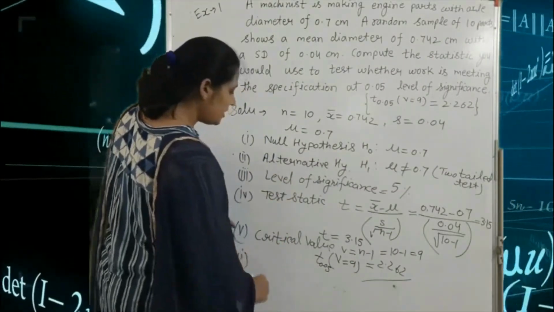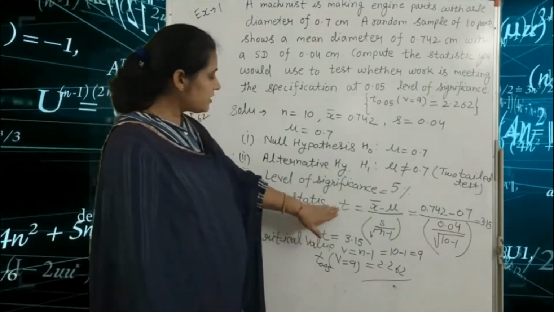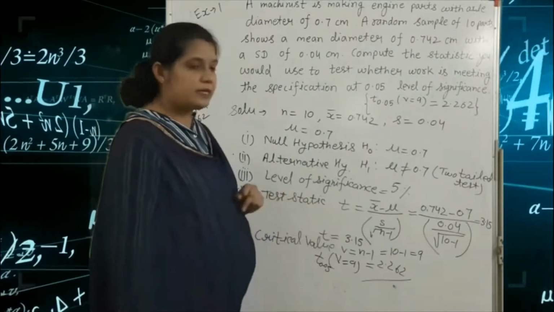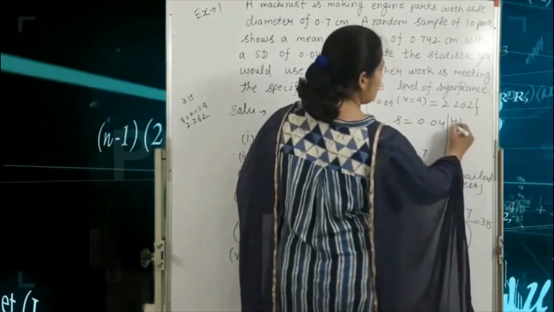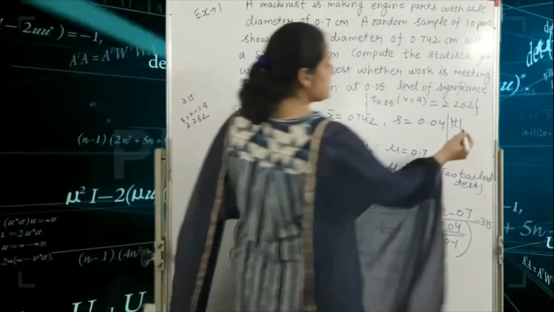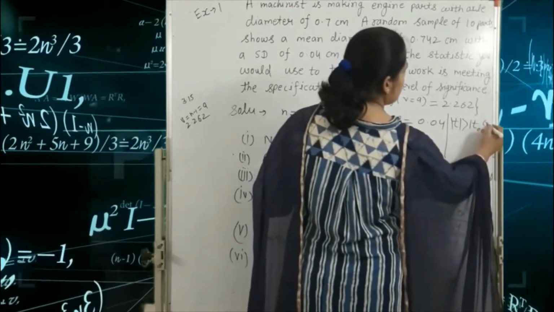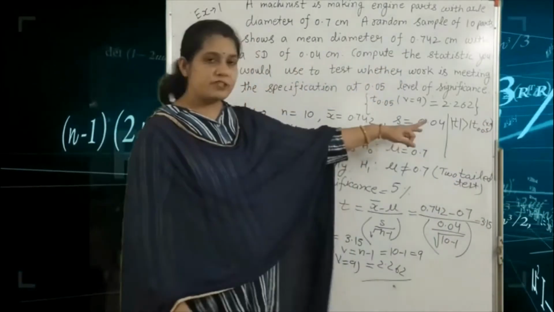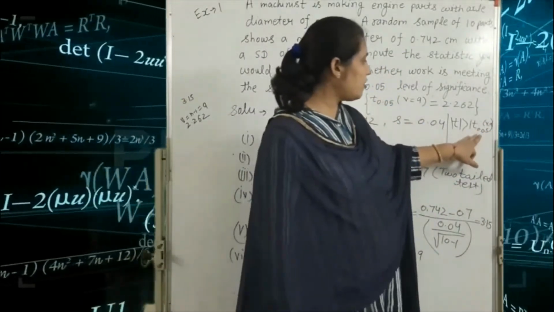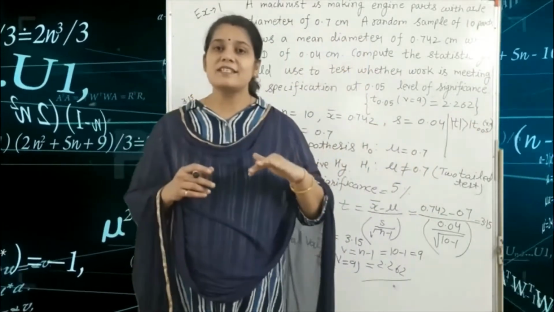Your critical value of T is 2.262 and your test statistic value of T is 3.15. So here the value of T is greater than the value of T 0.05 with V is equal to 9. That means the mod of T is greater than the table value, which means your null hypothesis is rejected.